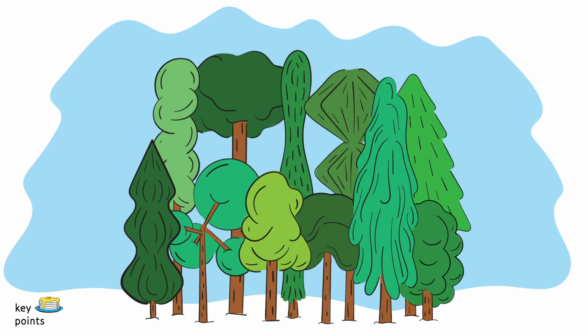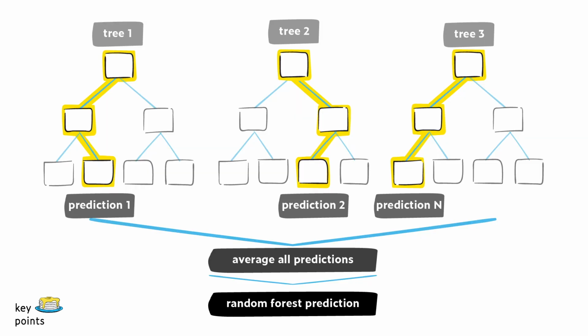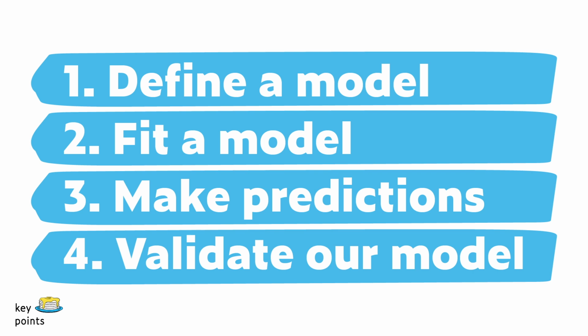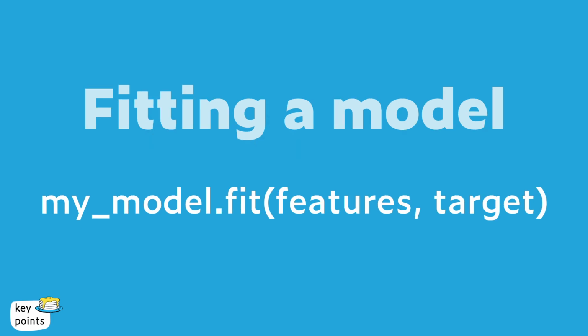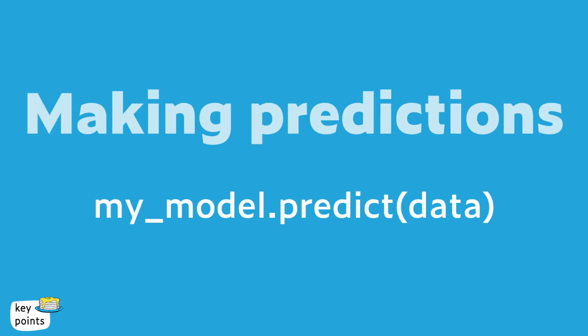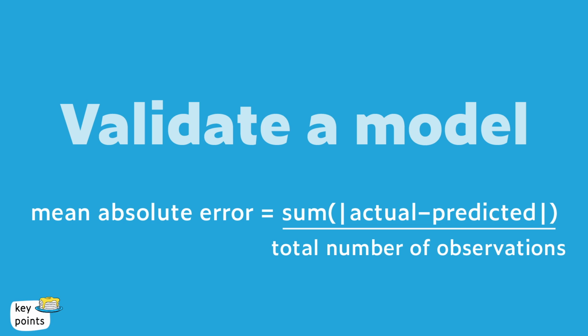So just as a forest is made up of many individual trees, a random forest model is one that's built up of many individual decision trees whose features are selected at random. Let's take a minute and review what the basic pieces of code are for us to build our model. So we define a model. That's where we say, hey, I want to use this model. We fit our model, which is where we train our model on a training data set. Then we make predictions using our validation data, and then we want to validate our model. And in this lesson series, we're validating our model using the mean absolute error.